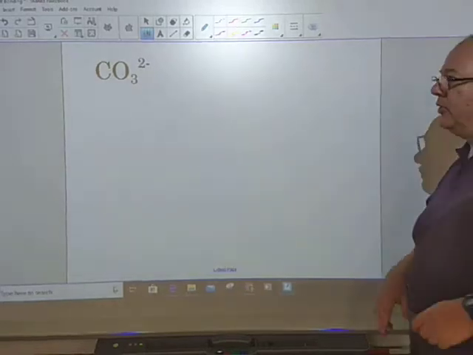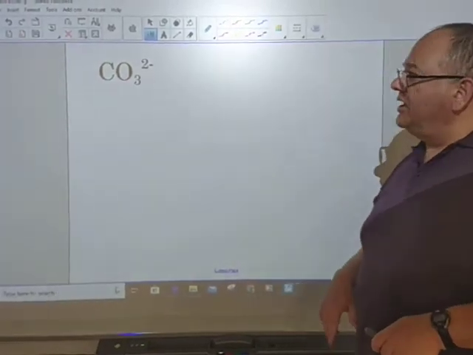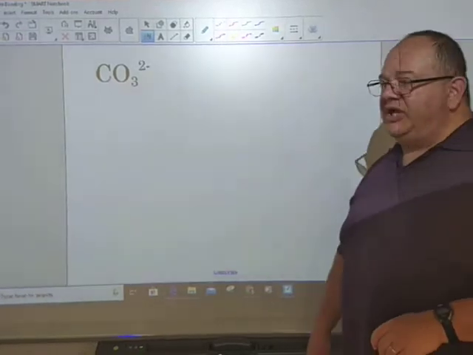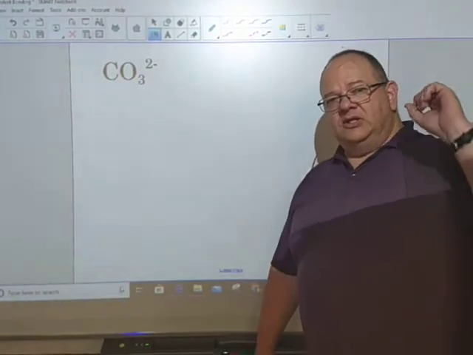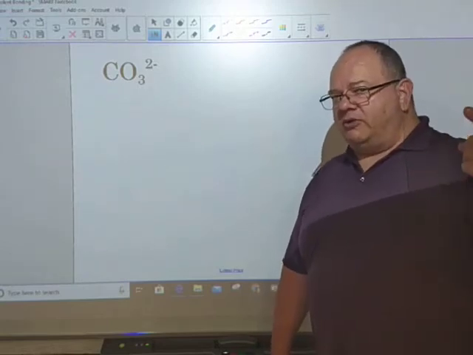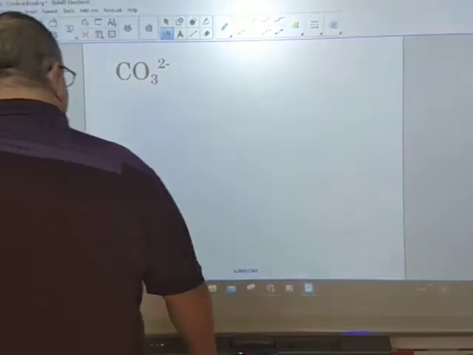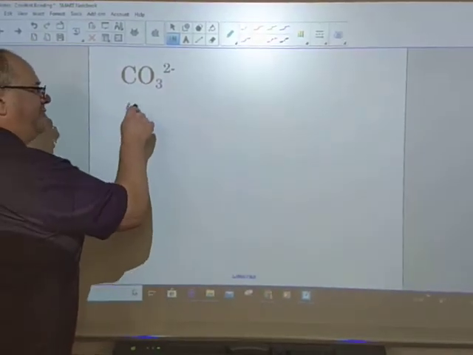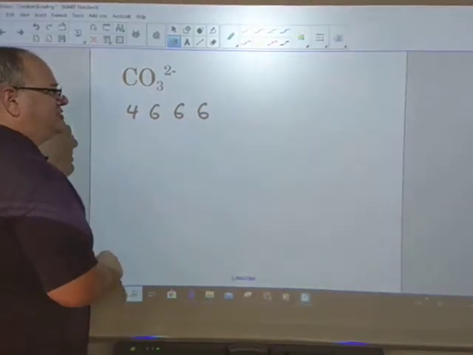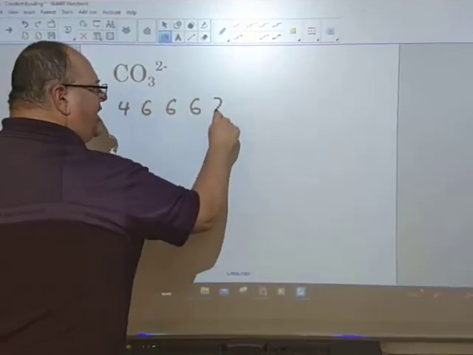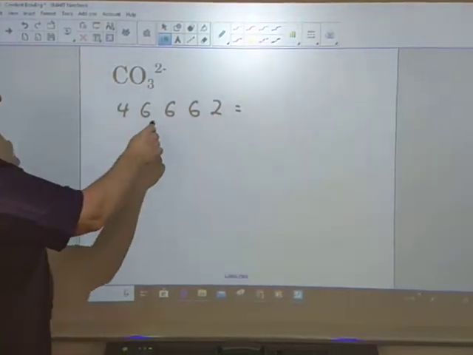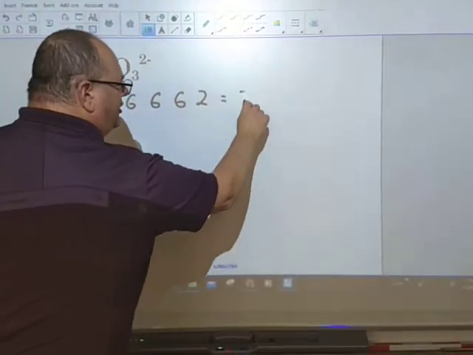Let's do another example. So here we've got a carbonate ion, CO3 2 minus. Step 1, try to remember, count up all the valence electrons. So carbon has 4, each oxygen has 6, and there's 3 oxygens, and my structure has 2 extra. So 10, 16, 22, 24 electrons.